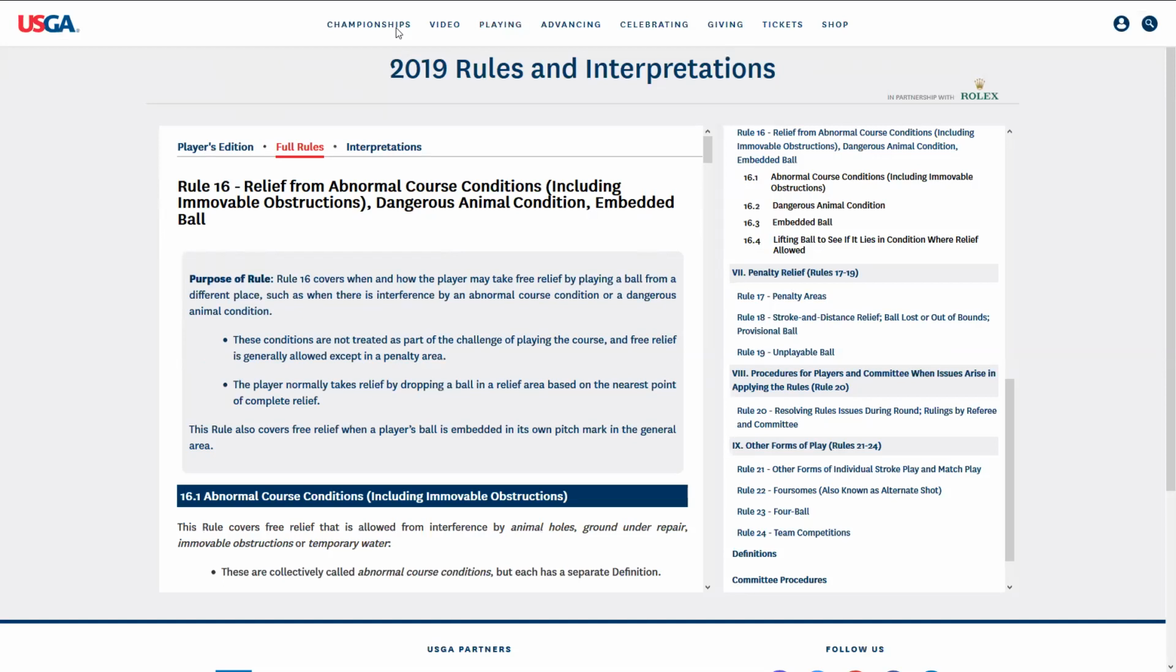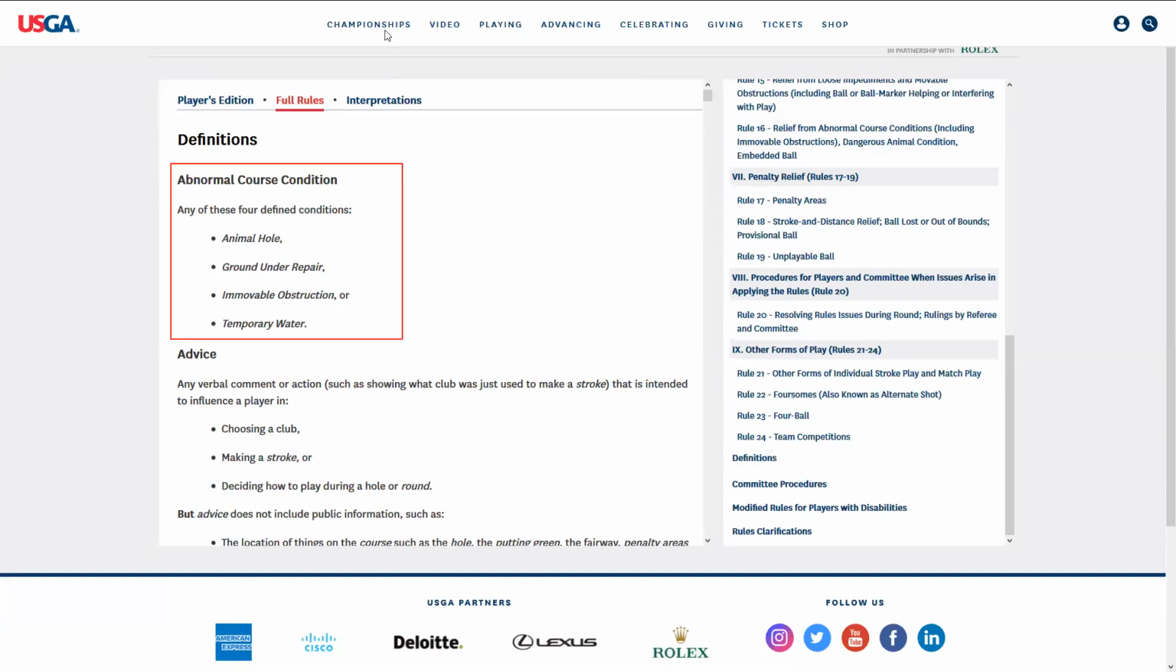We're going to go through some definitions. First one is abnormal course condition. Page 200. Abnormal course conditions. Any of these four defined terms, and notice that these apply even if they are off the course. An animal hole, we'll go over that in a minute. Ground under repair, immovable obstruction, and this is a change that's now part of the abnormal course condition, and temporary water, which is a new name for the old rule, casual water.